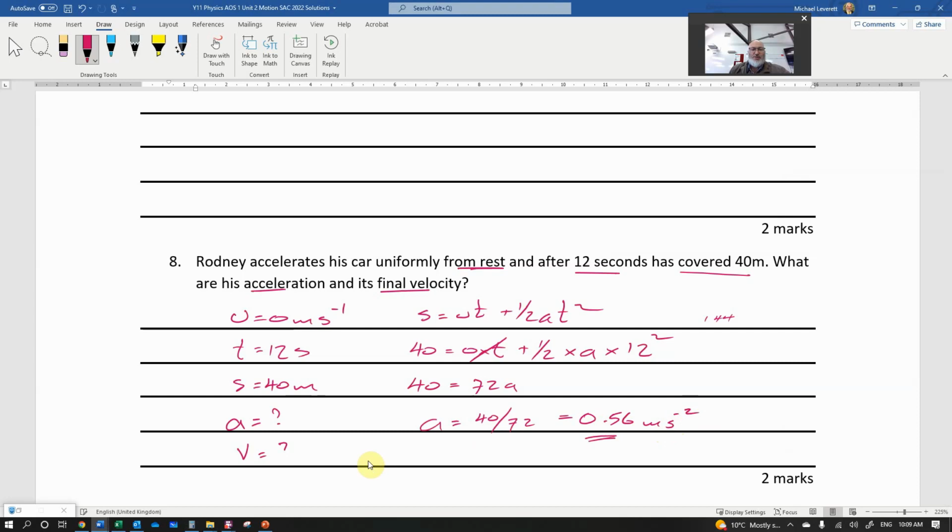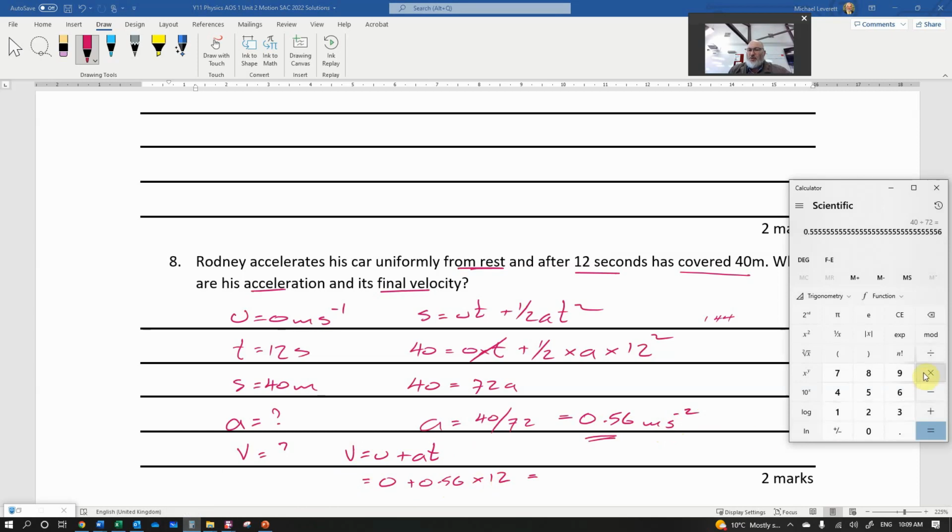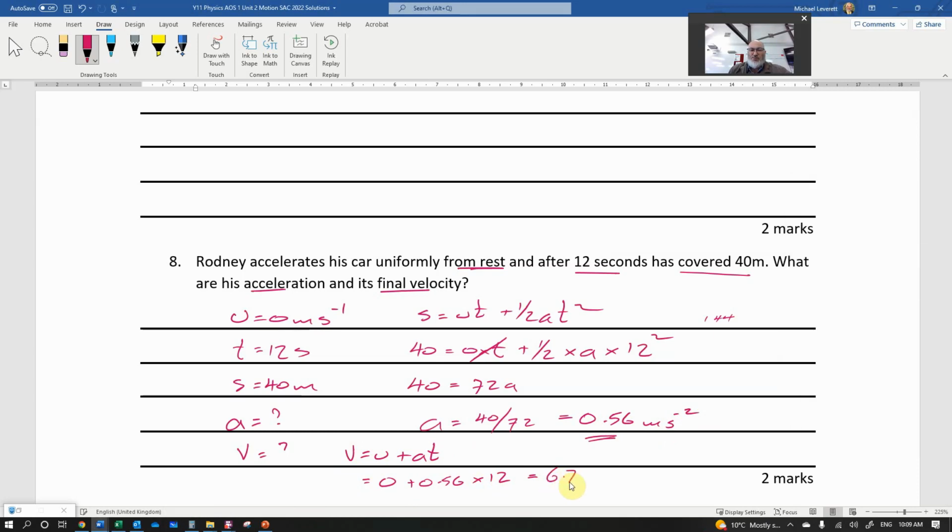So that's our acceleration. So final velocity then, we could use V equals U plus AT, which is equal to U, which was 0, plus 0.56 times by time, which is 12. Back to our calculator, the number's still in there. So if we times that by 12, we get 6.67. So 6.7 metres per second. And there are our two answers.